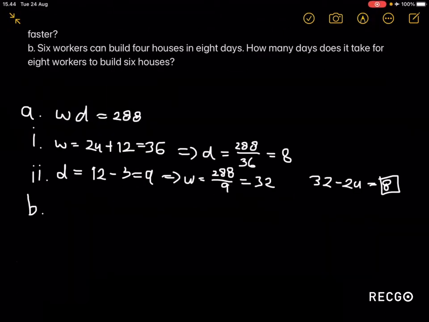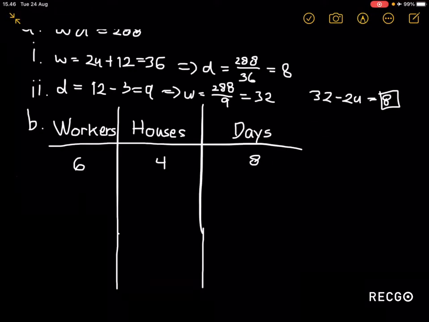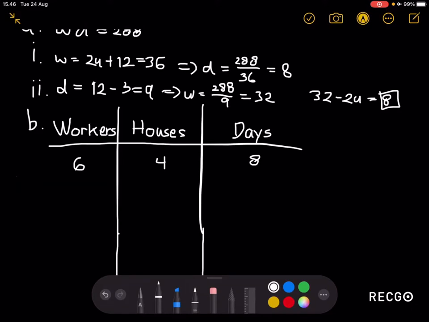Part B is an interesting yet hard question. 6 workers can build 4 houses in 8 days, and how many days does it take for 8 workers to build 6 houses? I'm going to present 2 methods to solve this question. The first method involves quote-unquote basic ratios. I've made 3 columns here to represent the number of workers, the number of houses, and the number of days. According to the question, 6 workers corresponds to 4 houses, which corresponds to 8 days.